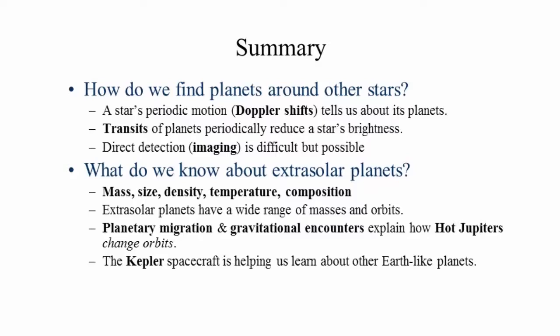We have already found a very wide variety, a range, so to speak, of planets. And we also saw these hot Jupiters teaching us that planets can change orbits. Number 1, planetary migration. Number 2, gravitational encounters. So it does really show that solar systems can be much more dynamic than we originally thought. Finally, we looked at the very exciting results from the Kepler spacecraft that have given us a first good statistical group of planets with which to examine. So again, exciting times learning about extrasolar planets.